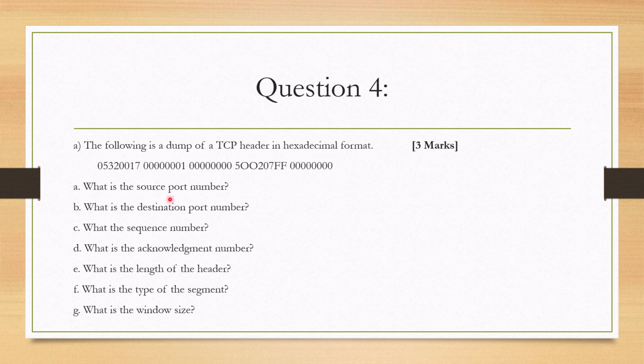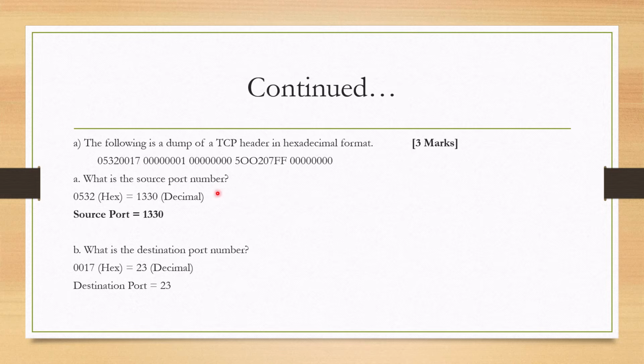Now let us write the source port number. For the source port number, we have to take the first four digits. It is in hex, so by converting it into decimal we will get 1330. We have converted the first four digits, which are in hexadecimal, into decimal and we got the value 1330. So the source port number is equal to 1330.